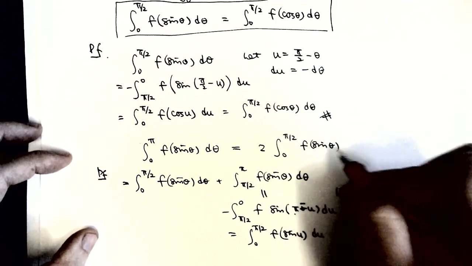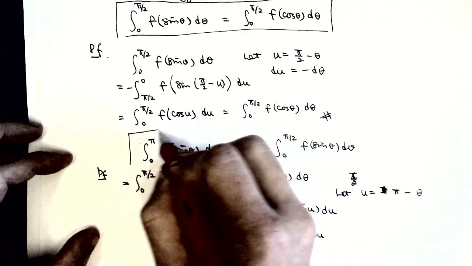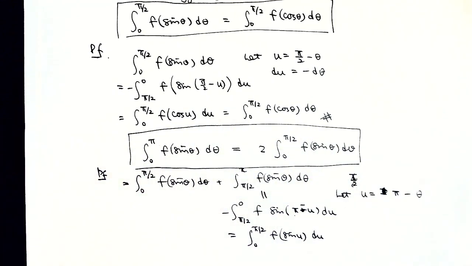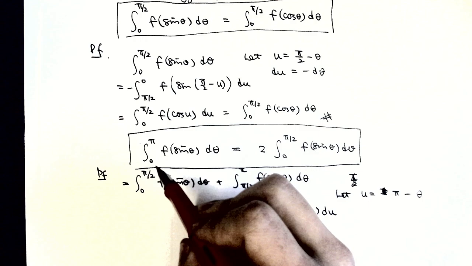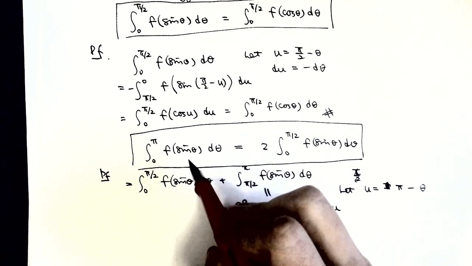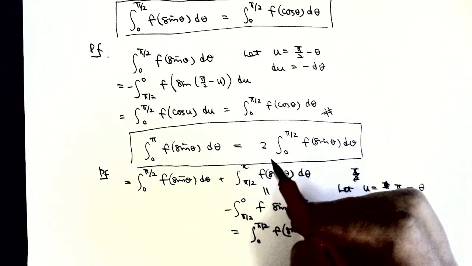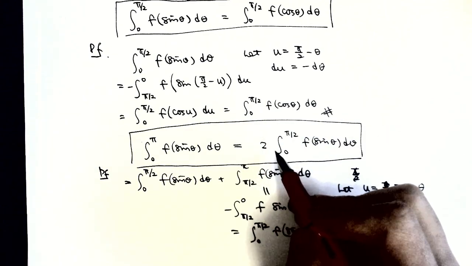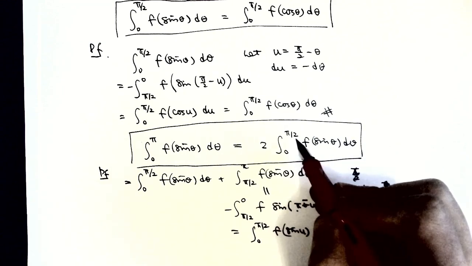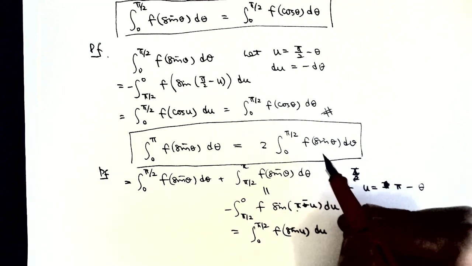So basically, this is a very nice property. For integration of some function with sine theta as an argument from 0 to pi, we simply chop it into two parts. It's just 2 times the integral from 0 to pi over 2, with the same integrand.